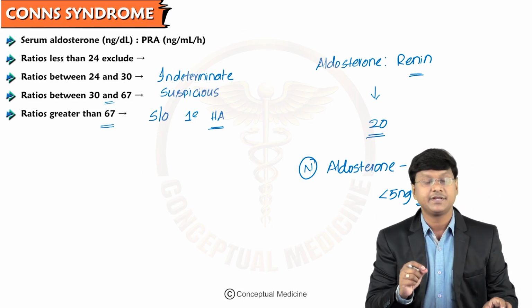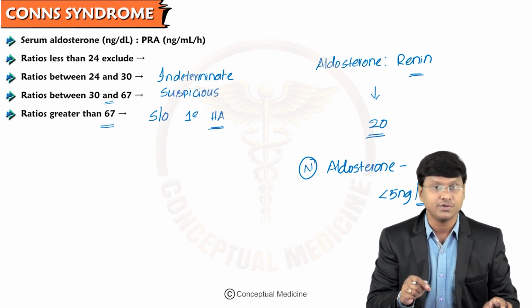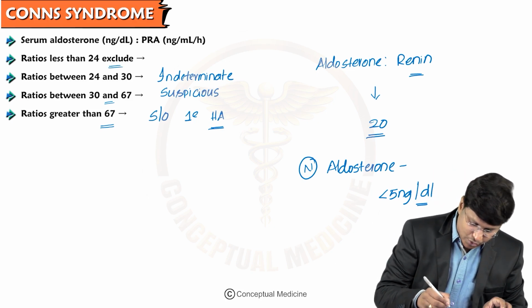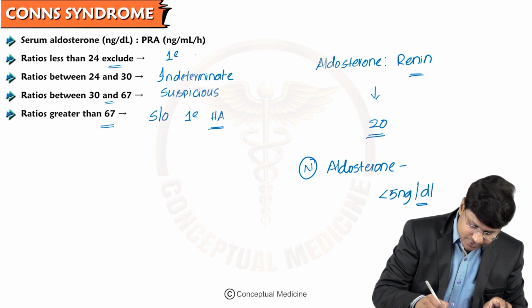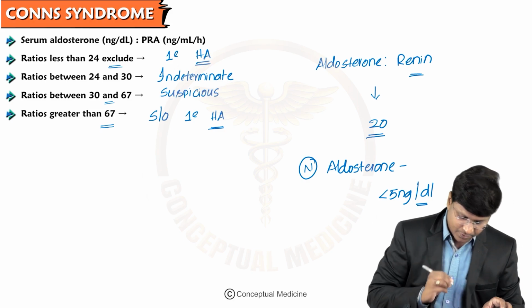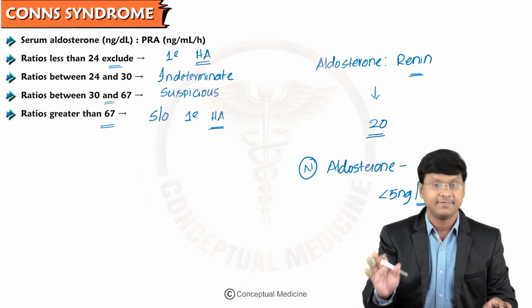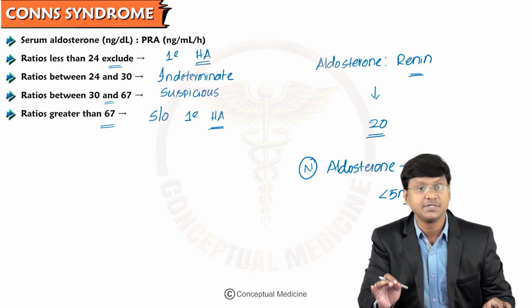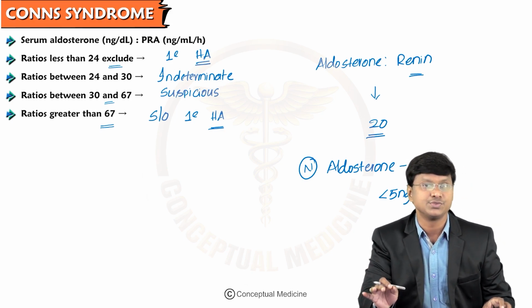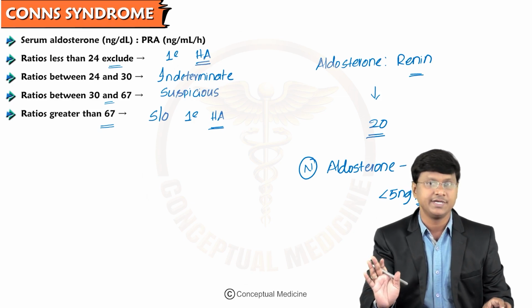Right? And if the ratio is less than 24, this will exclude primary hyperaldosteronism. Okay, so what should be the level to call it primary hyperaldosteronism? The value should be more than 67. Which one? The aldosterone-renin ratio, and that is the ideal screening test.